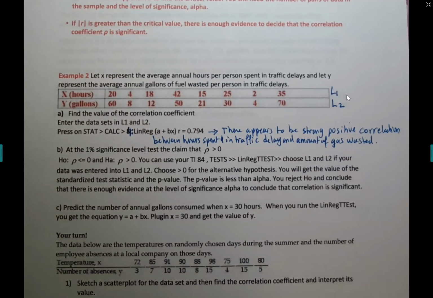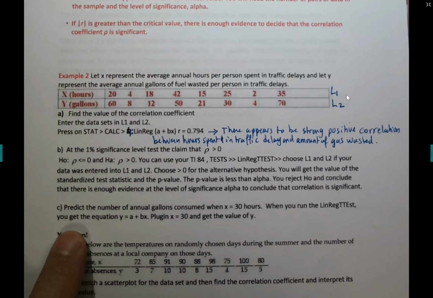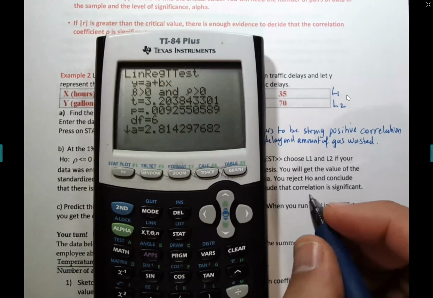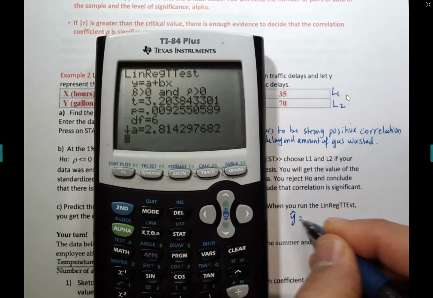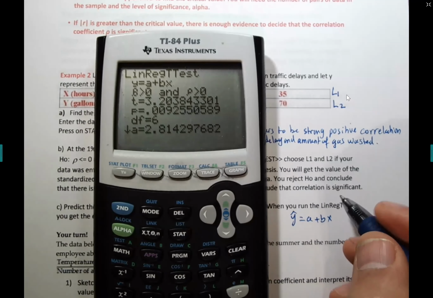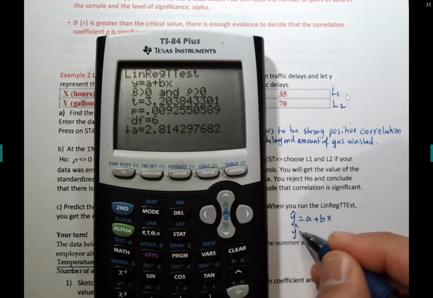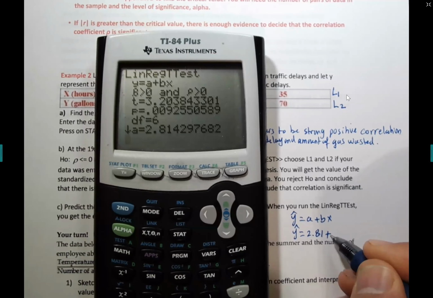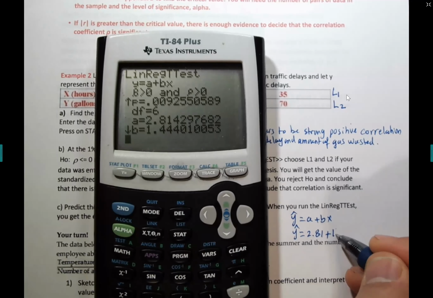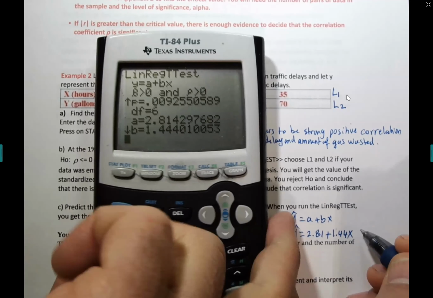Part C, predict the number of annual gallons consumed when X is 30 hours. So we need the equation here. And actually the equation did show up right here. So let me pick it up from there. Y equals A plus BX. A is 2.81 plus, let me scroll down to get B, 1.44x. Okay, that's all I need.